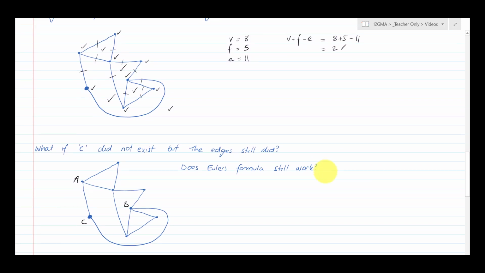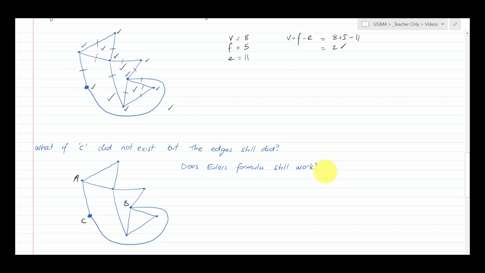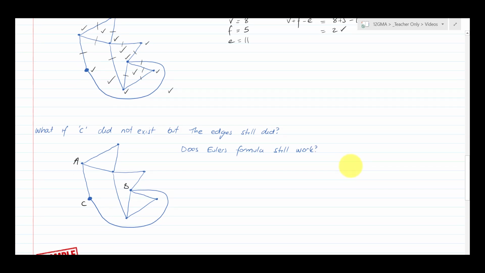The next part of this example is, what if C did not exist, but the edges still did? So what if we removed C? So let's say I take it out. Now the tricky thing here is that we go, well, now there's only 7 vertices. And my number of faces obviously hasn't changed, and my edges is still 11. 7 plus 5 minus 11 equals 1. But this is still a planar graph.